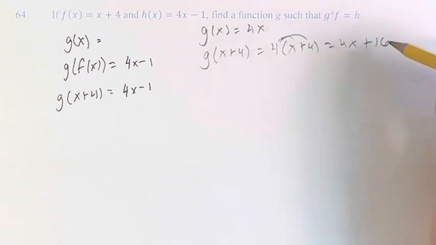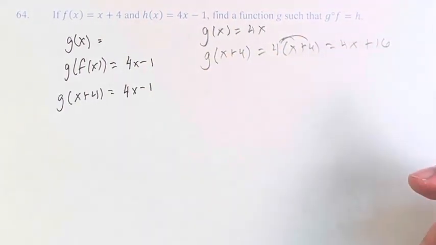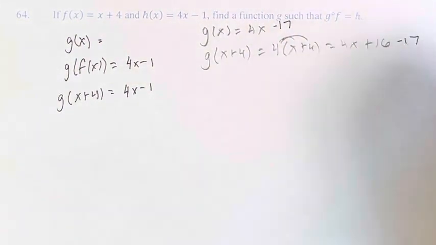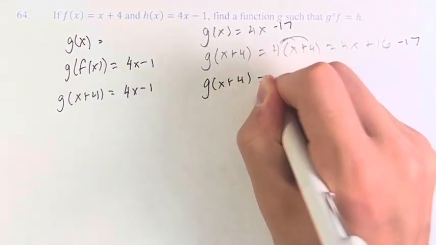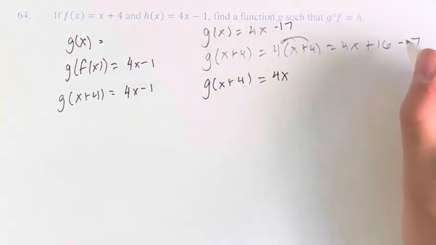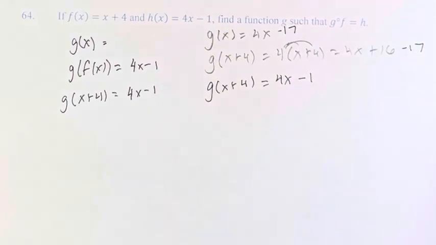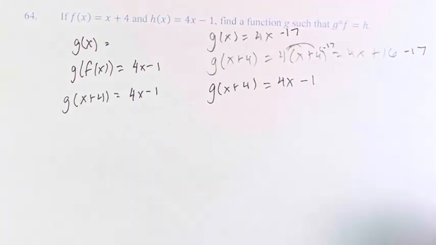Okay, so the difference here is that instead of a minus 1, we have plus 16. So what if we turn this 4x, we subtract 17. Therefore, g of x plus 4 is equal to 4x plus 16 minus 17, which is 4x minus 1. And you can do this because you're just subtracting 17 at the end, so it doesn't really matter when you put it in.